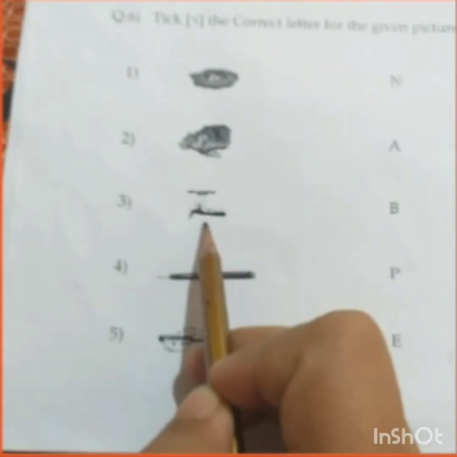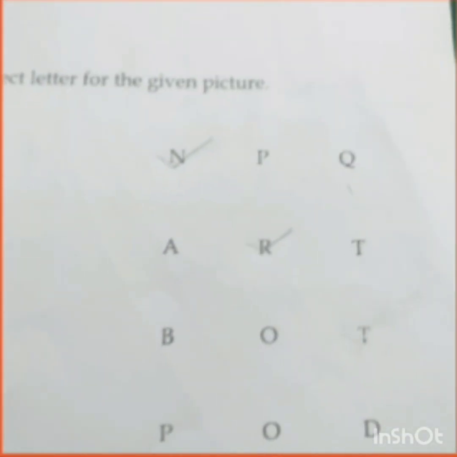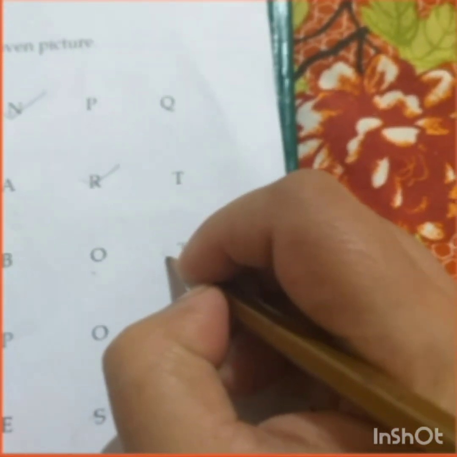The next one is tap. Tap came from which sound? T sound. So, T sound comes here. It's a capital T. So, look at it. Where is the T? It is a T. So, you have to tick here.